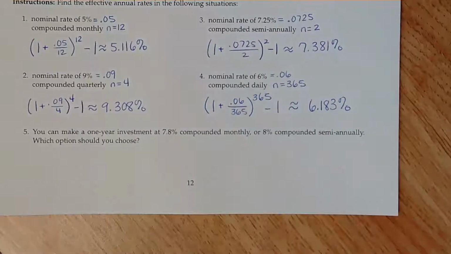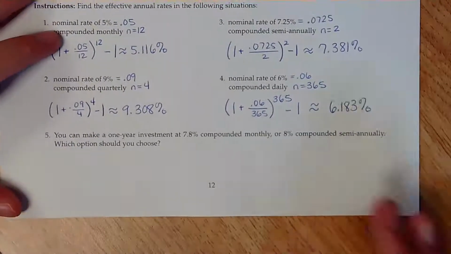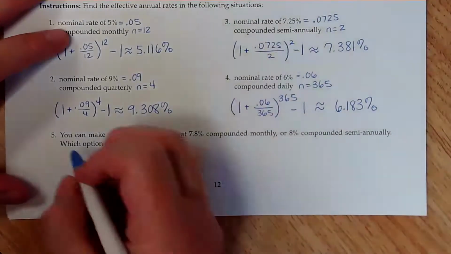I know that this last one, you're comparing 2 different possibilities for where you could invest your money. So one, you could invest your money at 7.8% compounded monthly, or there's a different option where you can get it at 8% but compounded semi-annually, so twice a year. Which option should you choose? Well, hopefully the one that's going to give you more money. So let's figure out which one that is.